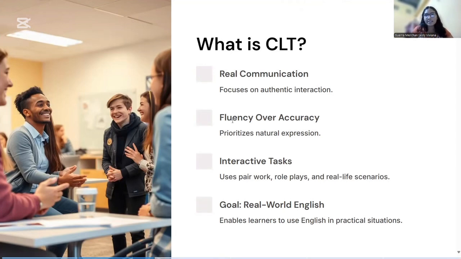It prioritizes natural expression. So these are interactive tasks. You can use pair work, role play, and real life scenarios. So the goal is real world English. So CLT prepares students to use English in practical situations in everyday life. Okay, so that's it for CLT.